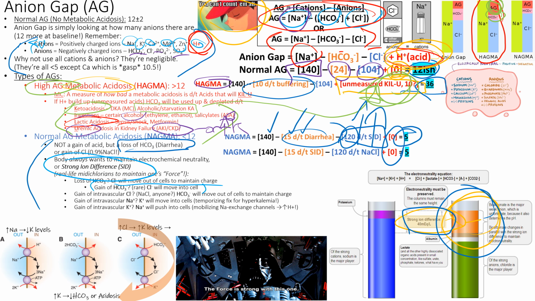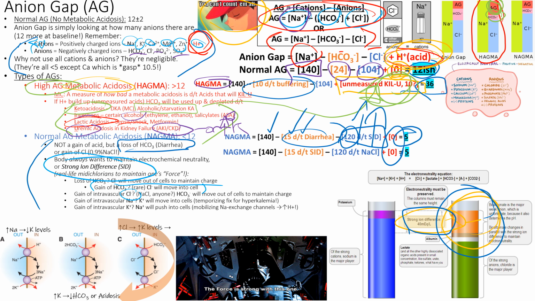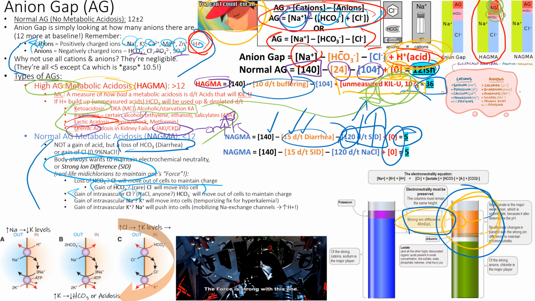Okay, gain of intravascular chloride. If you introduce chloride into someone's serum, what's going to happen? Bicarb's like, oh, I guess you don't like me anymore. It's going to go into the cells until the chloride goes down. Who would give chloride to a patient? Someone that gave sodium chloride, right? When you give sodium chloride to a patient, normal saline, all that chloride goes into the serum, and now all the bicarb has to leave the serum because you have to maintain electrochemical neutrality, or strong ion difference, and now you've developed a metabolic acidosis, or a NAGMA, a non-anion gap metabolic acidosis, right?